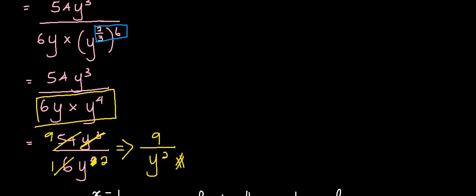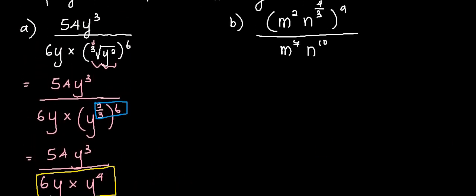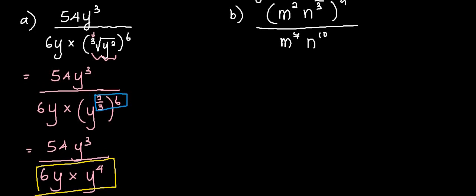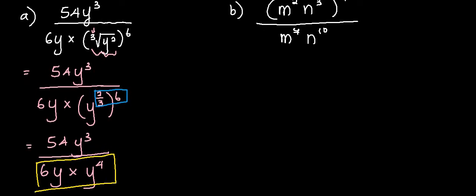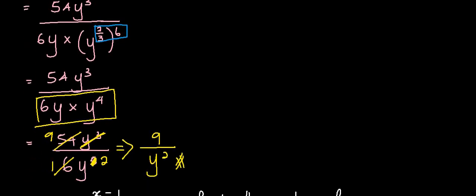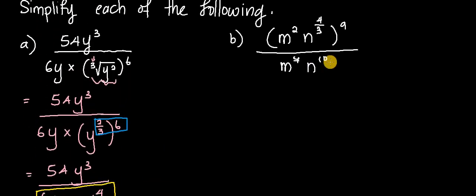So this is how you solve a complicated indices question. Alright, so when you look at the question, try to see which is the most complicated part and then you go from there. Now let's look at this.